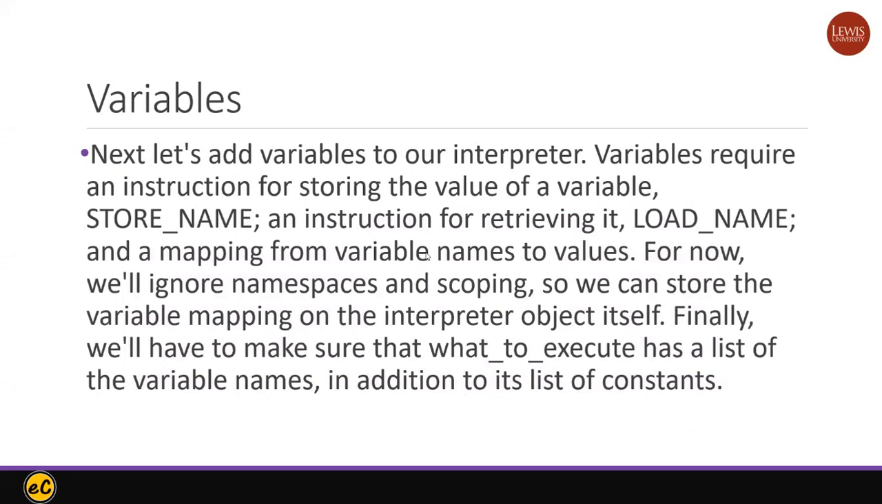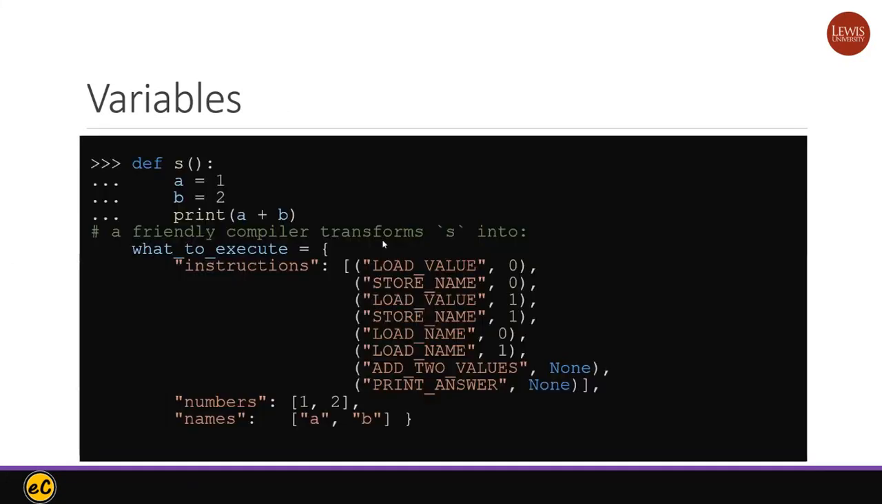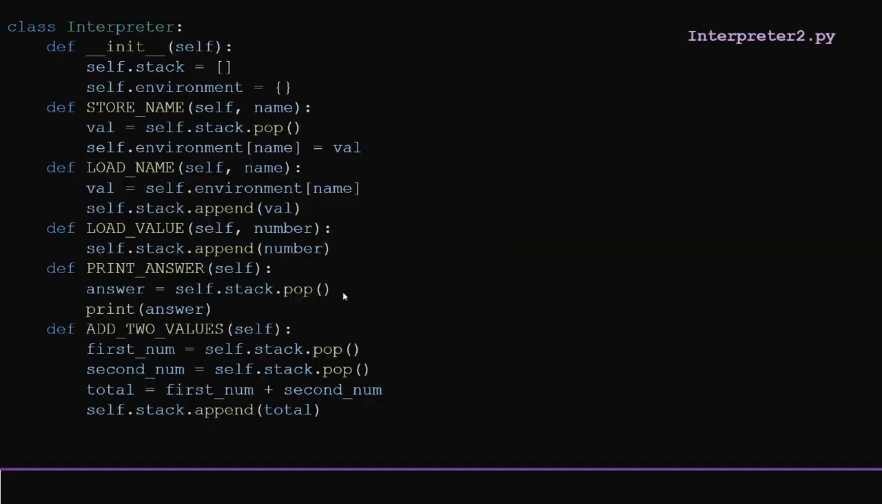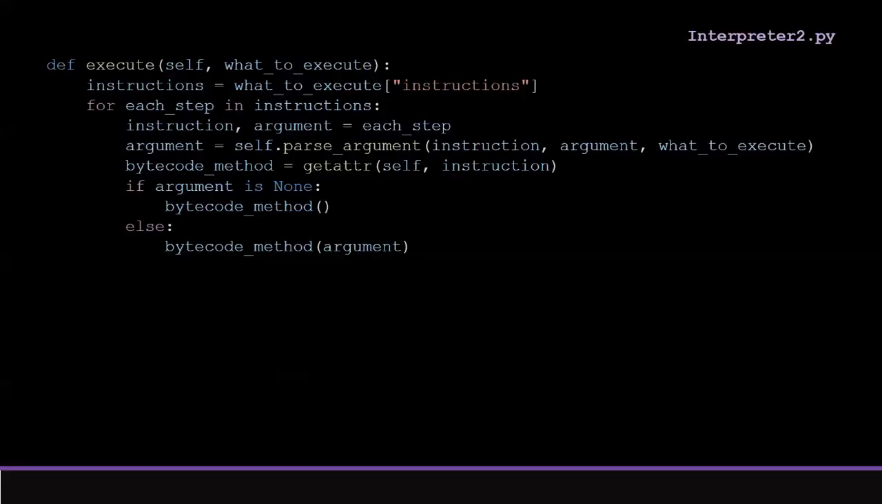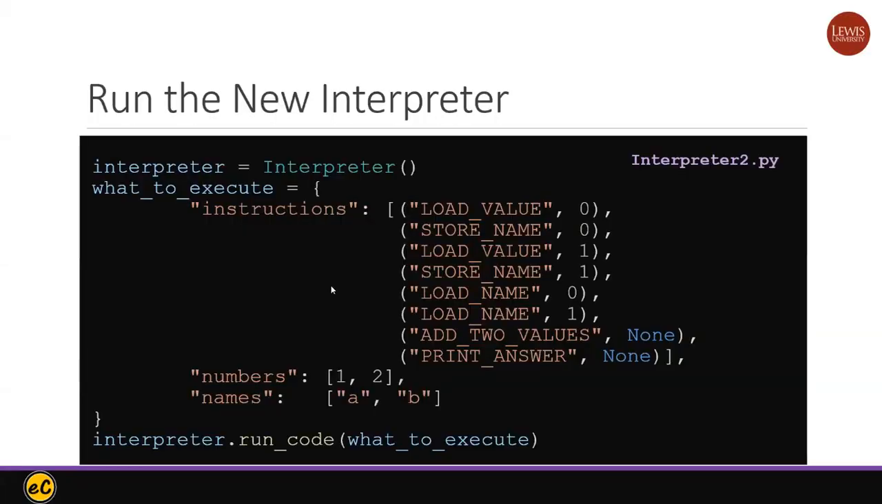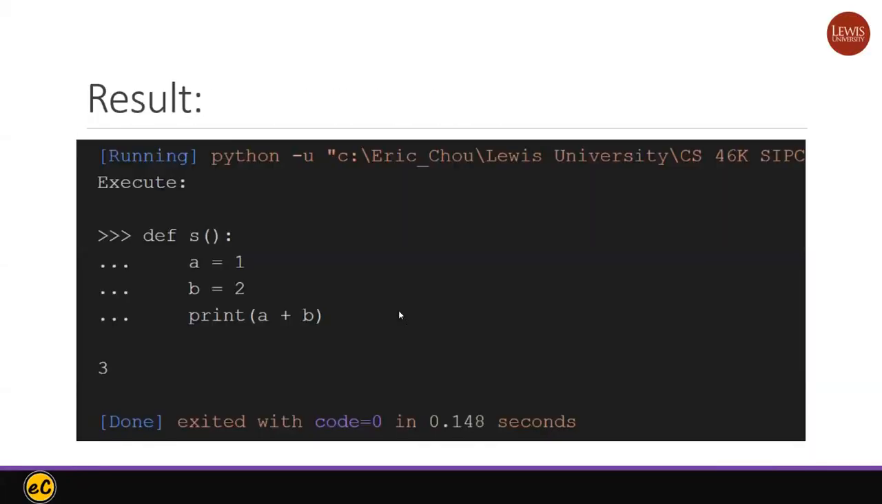Okay, this is pretty much the idea. So this one, we have a function s, a equals 1, b equals 2 printed, okay? And this one will be interpreted into a dictionary like this. And this dictionary will be fed into the interpreter. The interpreter will take it to run it, okay? So that's the structure and the idea of the virtual machine. And you will load the data and run it and get the result 3, okay?